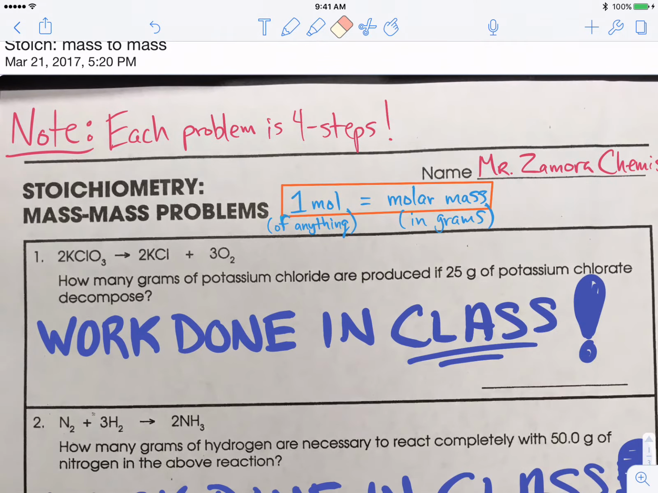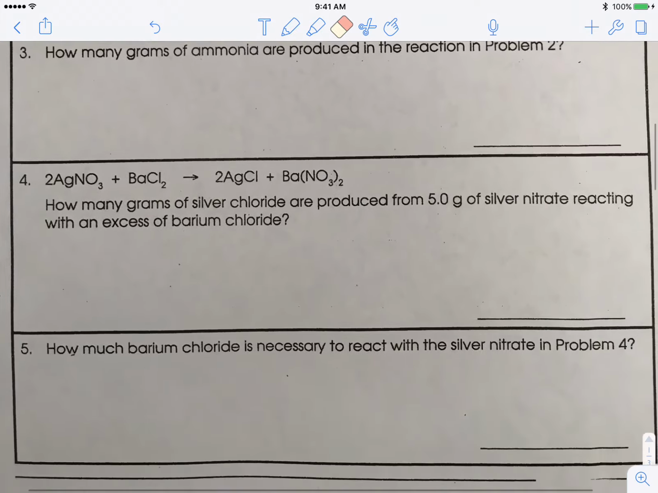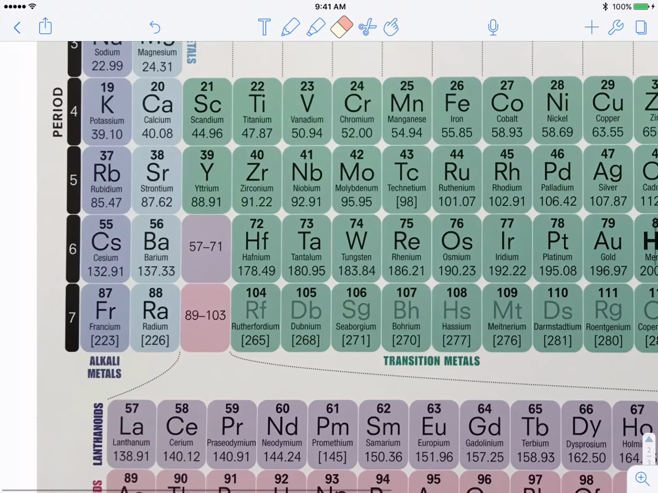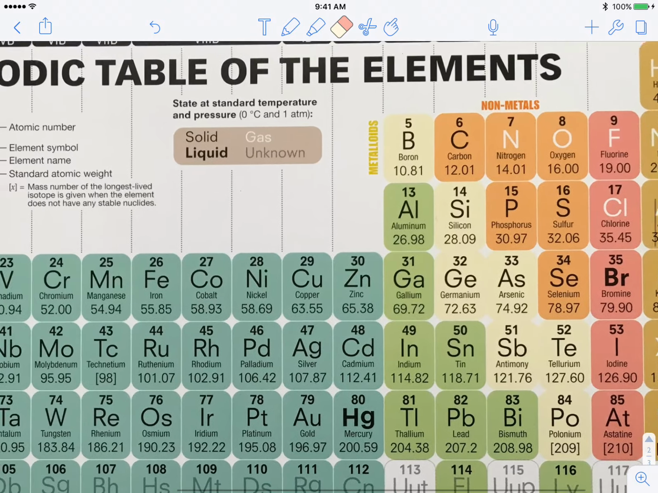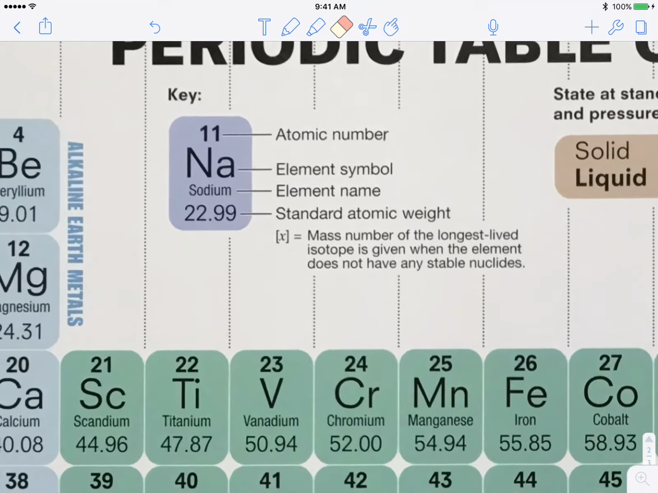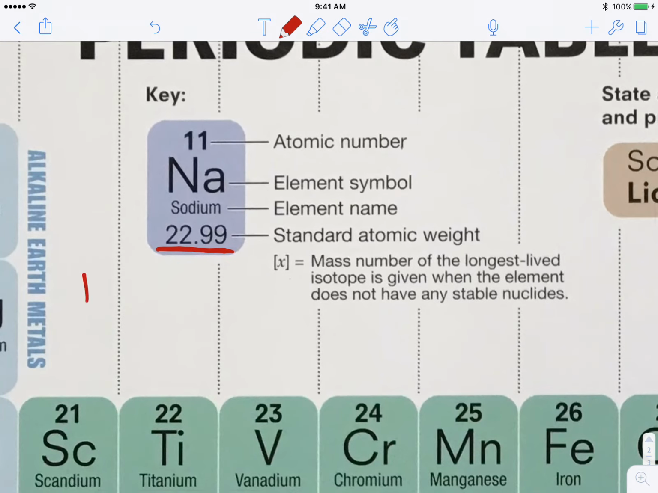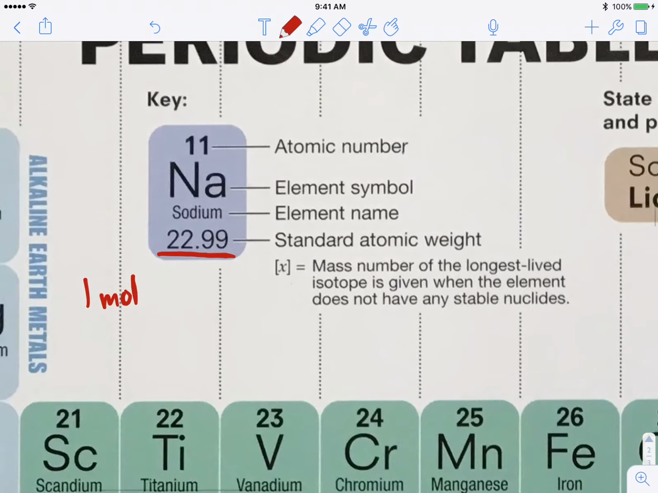If you don't remember what I mean by molar mass, let's go ahead and look at the periodic table. Recall that every single element on this table has a mass. For instance, if we look at sodium, sodium's mass per mole is 22.99 grams. So I mean that 1 mole of sodium is approximately 23 grams in mass.